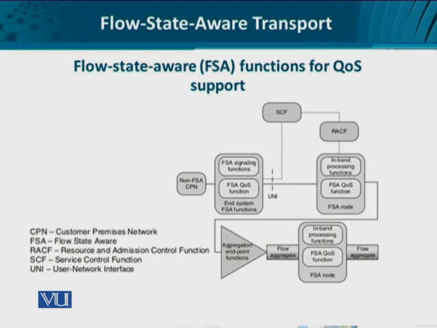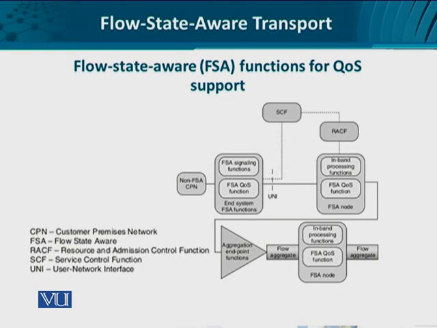Now we see we have certain entities like signaling function, QoS function, which are going to be connected to the service control function, resource, and admission control function through the service control function. Now, the user to network interface is providing connectivity also to the network element or a node, which can do in-band processing of the functions.